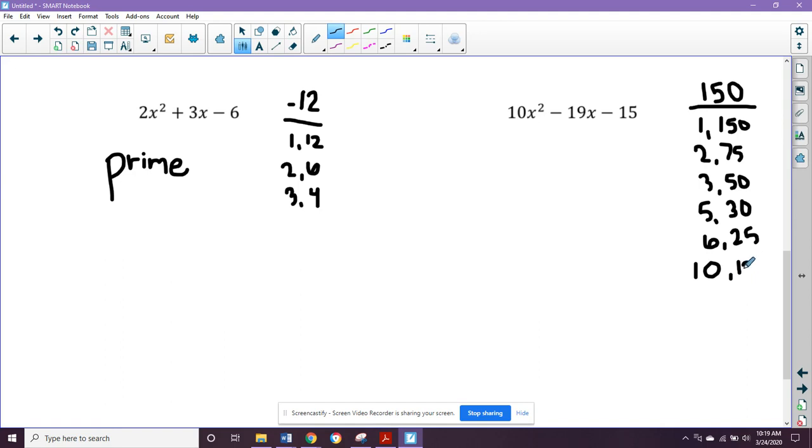10 and 15. So what combination can we add or subtract here to get us -19, that when we multiply it, it gets us -150. And that's going to be +6 minus 25. Or -25 plus 6.